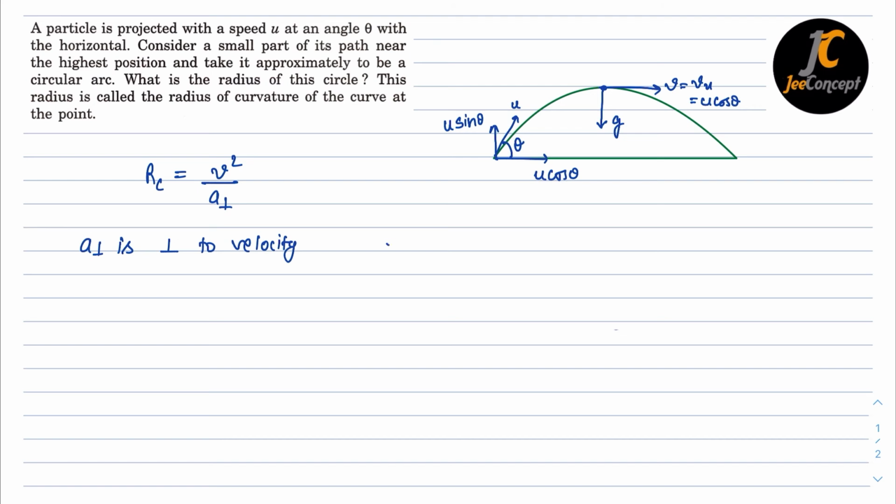right? So simply we can get the value of rc here. V is u cos theta whole square upon a perpendicular is g, so that means radius of curvature will become u square cos square theta upon g. So this is the solution of this problem.